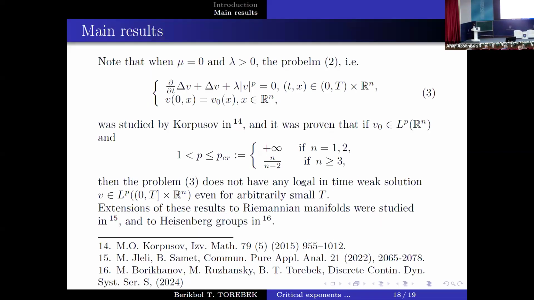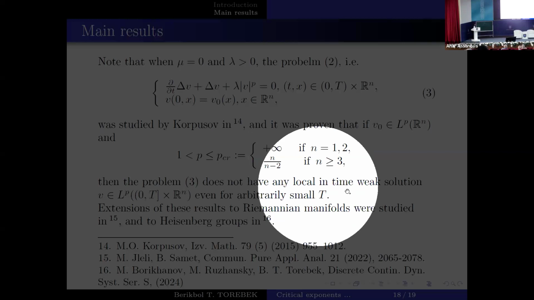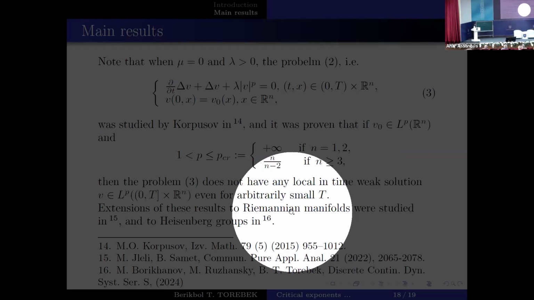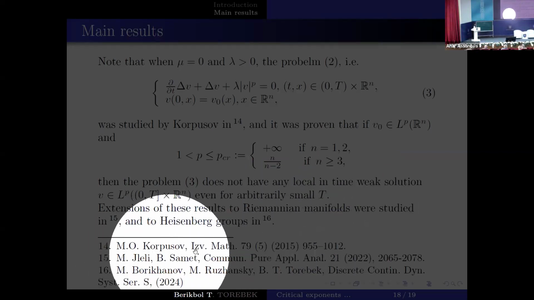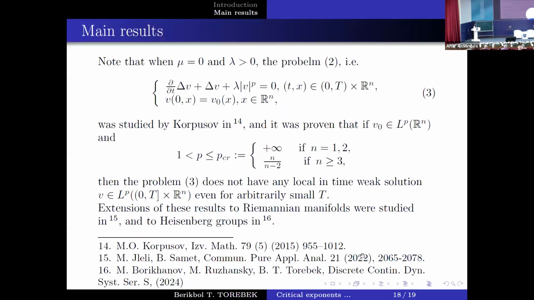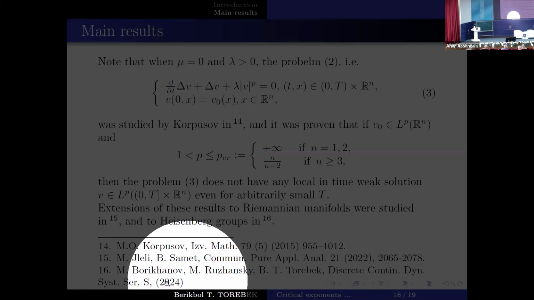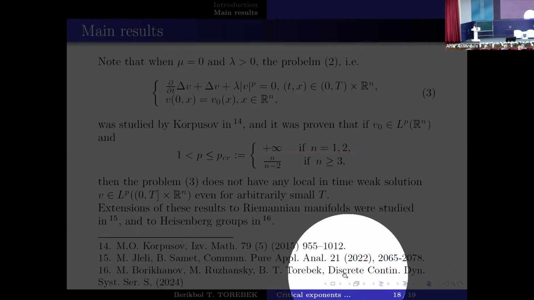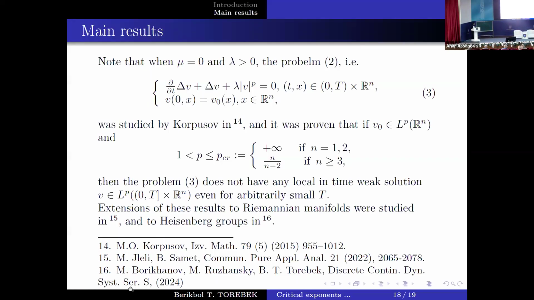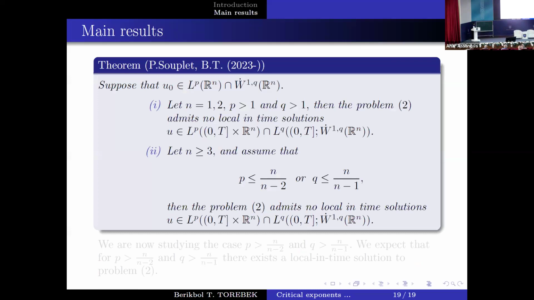And the later extension of these results on the Riemann manifold was studied by Jleli and Samet in 2023. And also on the Heisenberg group, here we have one paper. It was recently accepted in this journal. And let us give our partial result. Here we have only a result for the non-existence case.